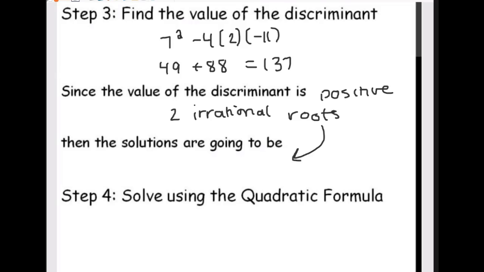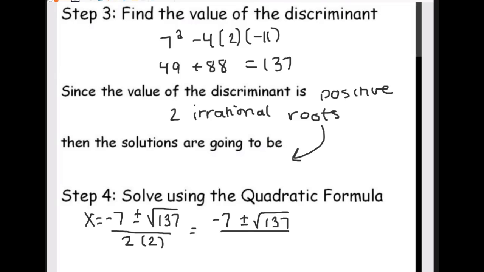And then the last thing we want to do is solve with the quadratic formula. So that's negative b. So in this case, our b value was 7. So that's negative 7 plus or minus the square root of 137 all over 2 times a, which was 2. So we get negative 7 plus or minus square root 137 all over 4.